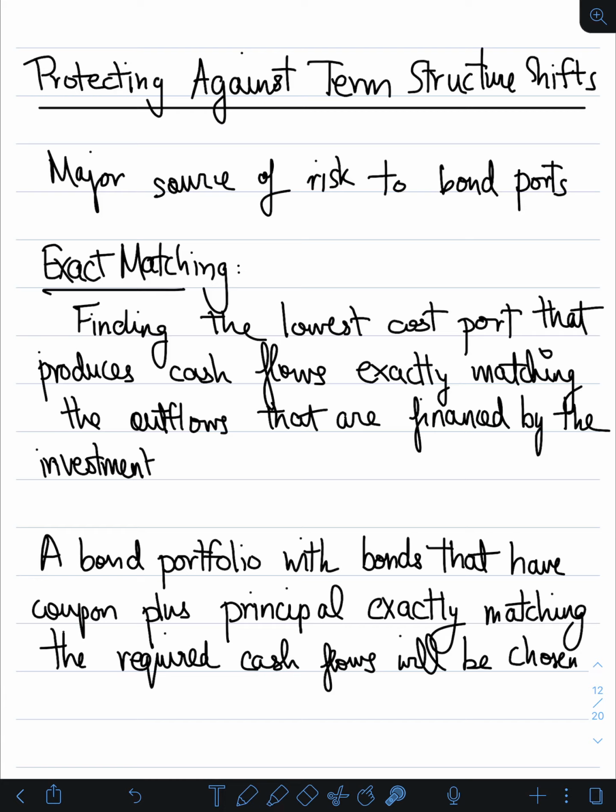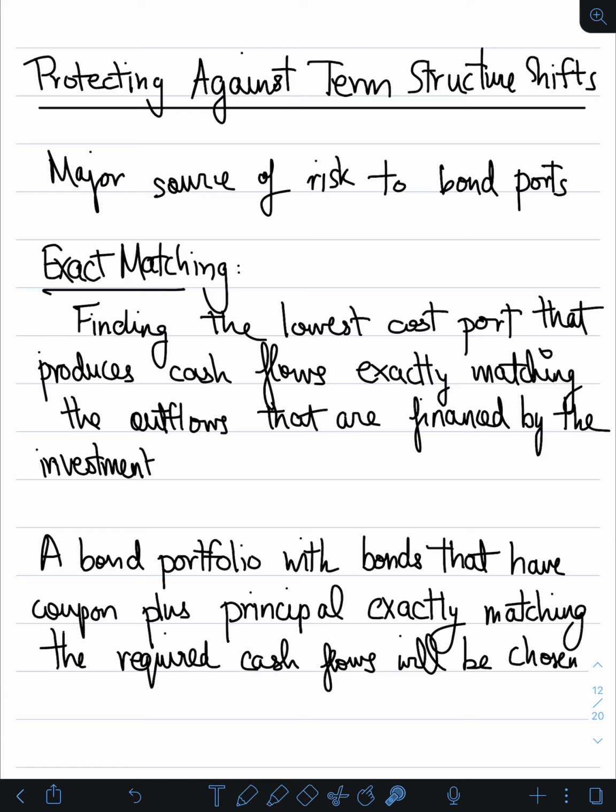One of the ways is a process called exact matching. What does that involve? It involves finding the lowest cost portfolio that produces cash flows that exactly match what is required. So a bond portfolio with bonds that have coupon plus principal that exactly match the required cash flows will be chosen.